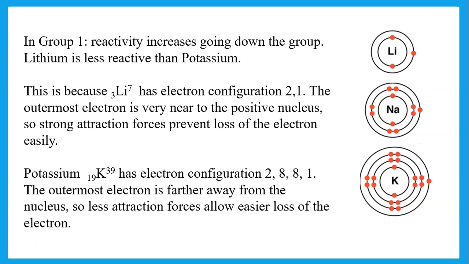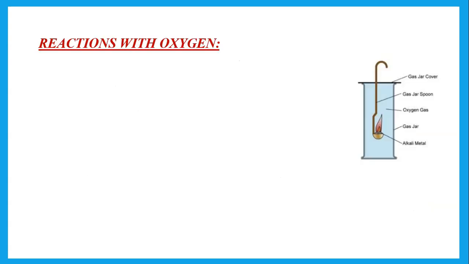electron. While as we go down, potassium, for example, the outer electron is further away from the nucleus, less attraction forces between the negative electron and the positive nucleus. So as we go down the group, it is easier to lose the outer electron, so the metal is more reactive.